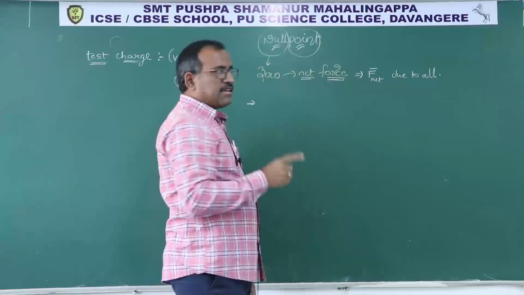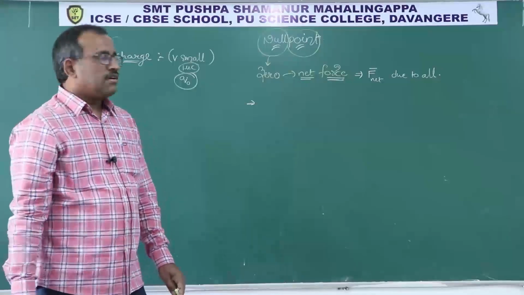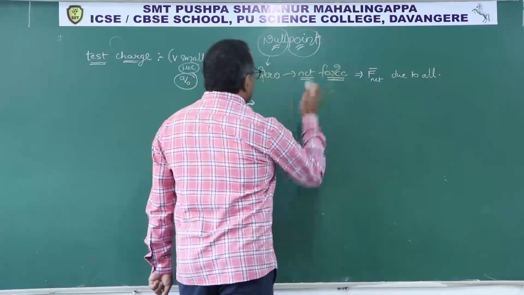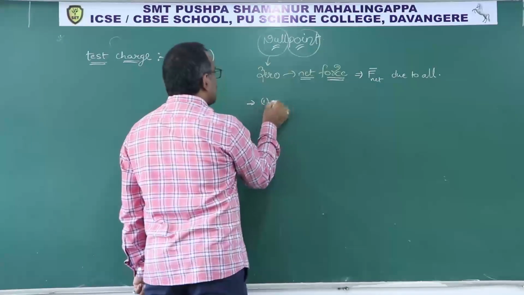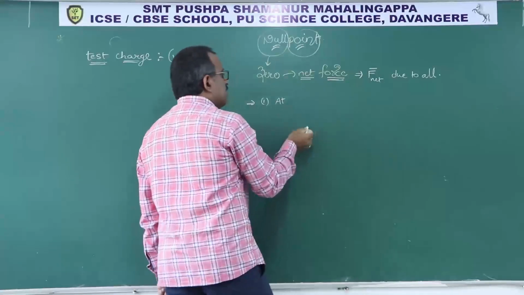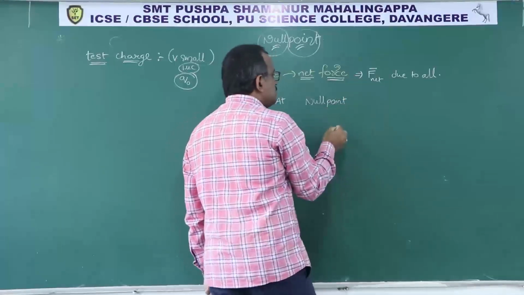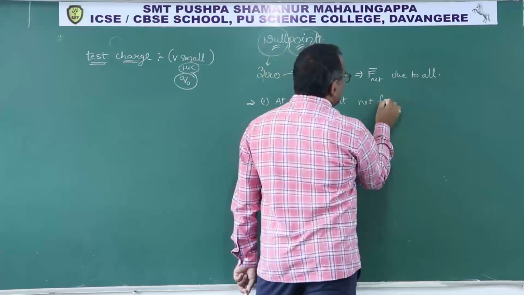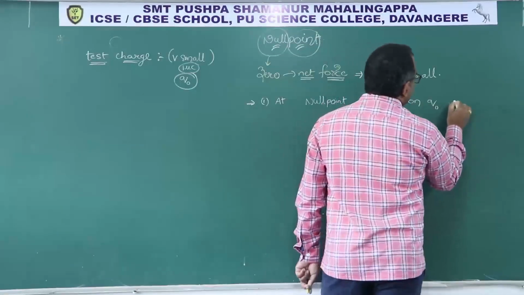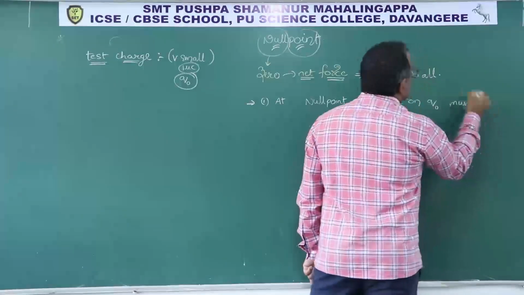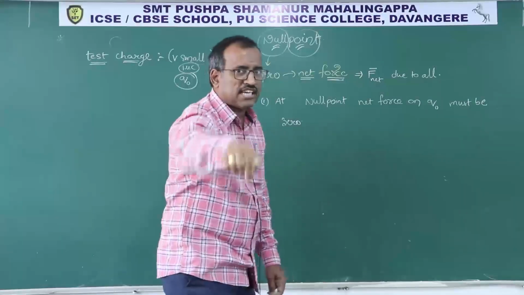let me give you some important points. So to find null point, the point number 1, at null point, net force on Q naught must be 0. This is mandatory, you have to check it out.